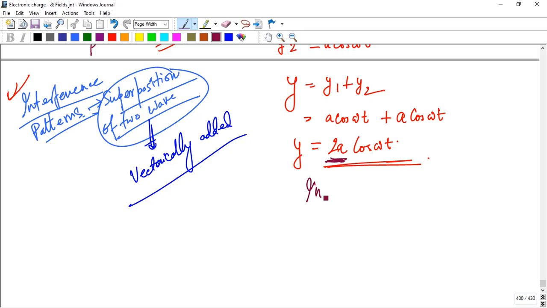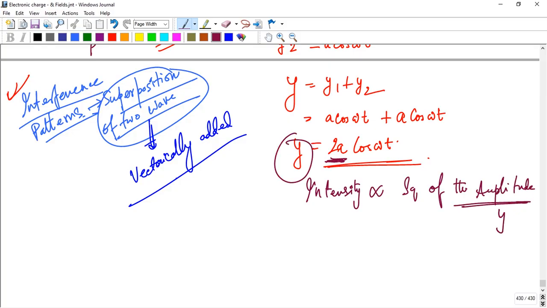The intensity is proportional to the square of the amplitude of the resultant wave. Here the amplitude is twice a, so the intensity is 4a squared, that is I naught. So what is I naught? I naught represents the intensity produced by each of the individual sources.